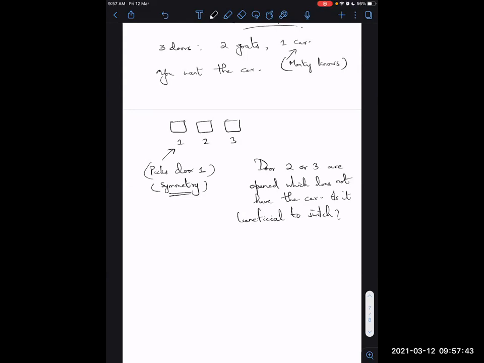And note that the car can be behind any of these three doors with equal probability to start with. So there's a 1/3 chance that it's behind door one, 1/3 chance behind door two, and 1/3 chance behind door three. The question is, is it beneficial to switch from picking one? That's the question. Is the question clear for everyone?